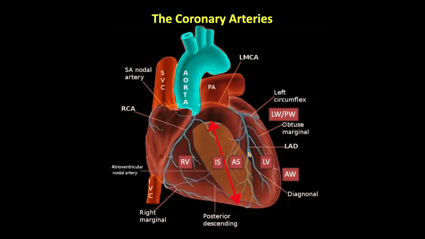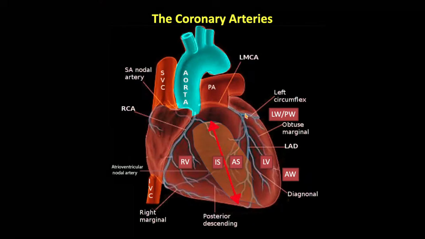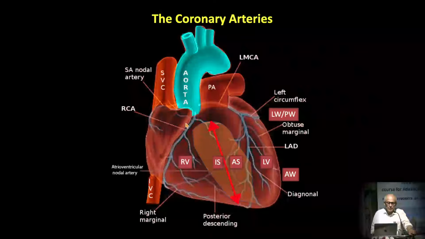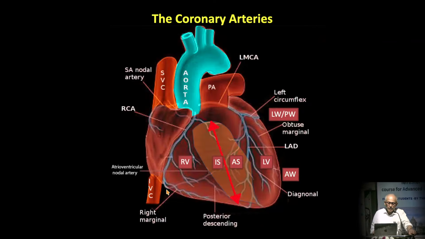and then into the septum, the perforators, and then as it goes down, it gives branches, the diagonals, to the anterior wall. And then the circumflex goes on to the other side and gives branches, it supplies the lateral wall and the posterior wall over there, while the right coronary artery comes from this side, and then it gives an early branch to the right ventricle and then to the inferior wall.